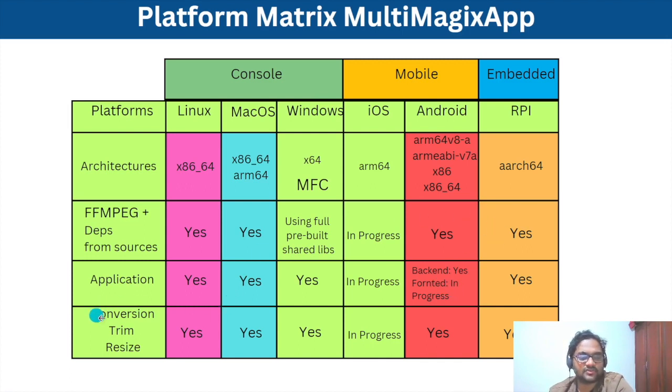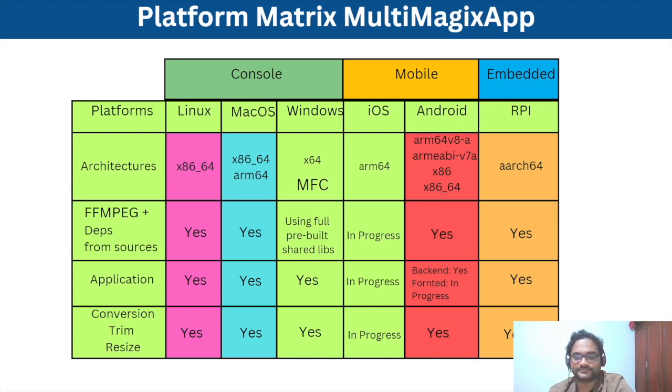Currently the front end supports only the conversion feature, and we need to extend this to trim and resize. I mean, we need to add a few additional buttons in the front end, and we will bring the same front end to the iOS application as well. The features we are supporting currently are conversion, trim and resize. So far, this shows our MultiMagix application across different platforms and architectures, what we build from sources, what we rely on third parties for, and what features we are covering. And this is the whole metrics about the MultiMagix product.